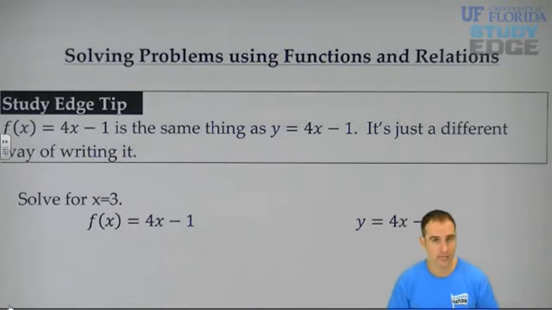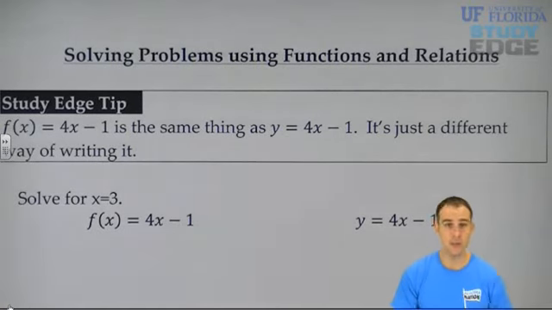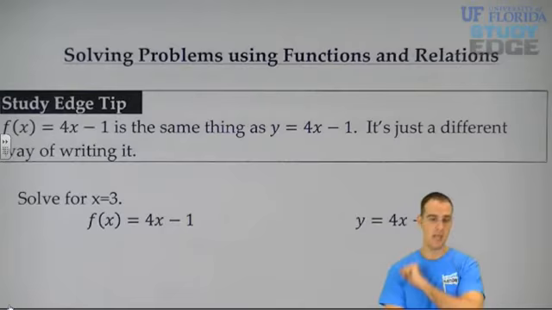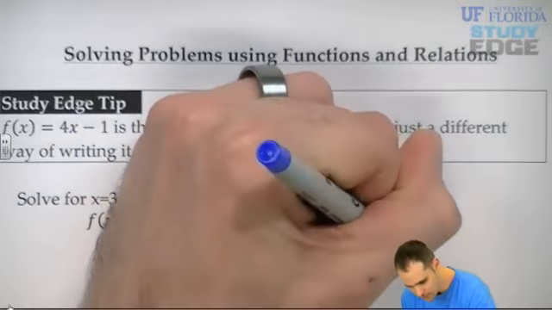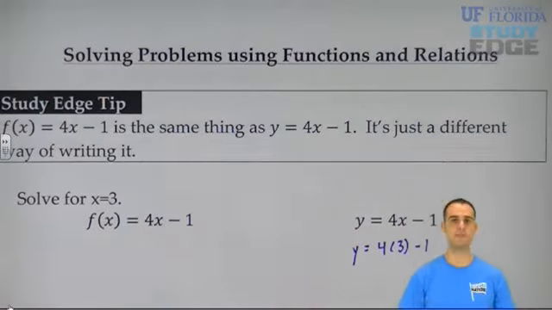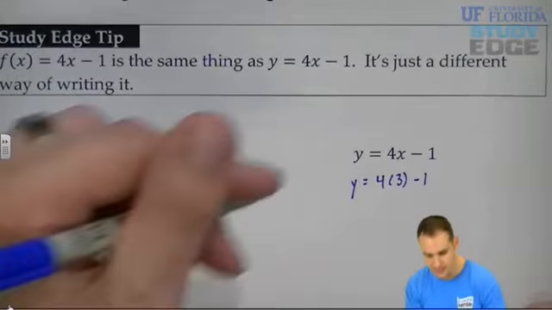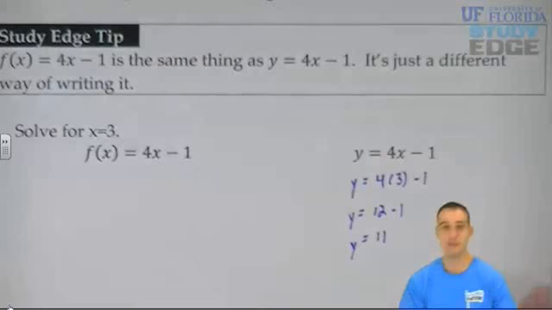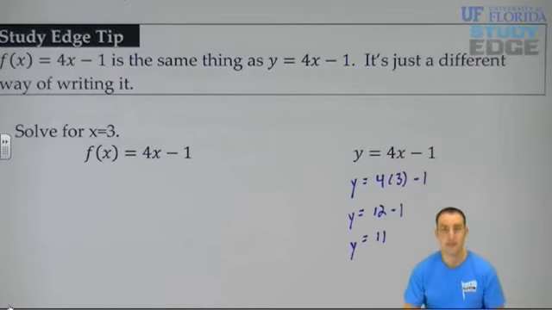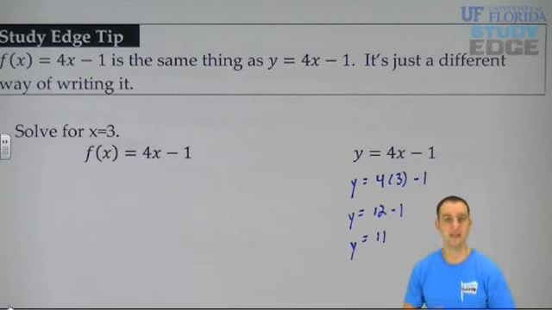So as you'll see, for this first question, solve for x equals 3. If I wanted to use the right equation, I would plug in a 3 for x. Y equals 4 times 3 minus 1. And then I would simplify with order of operations, meaning I would first multiply 4 times 3, which gives me 12, and 12 minus 1 will give me a final answer of 11. Meaning, for this equation, when x is 3, y is 11.